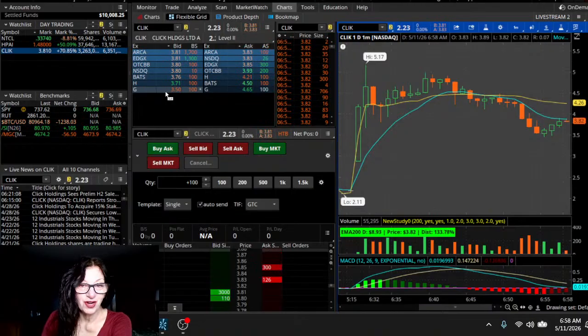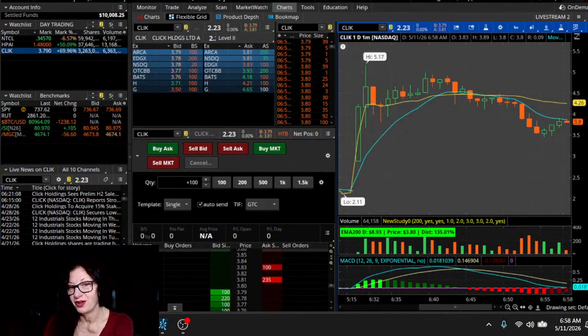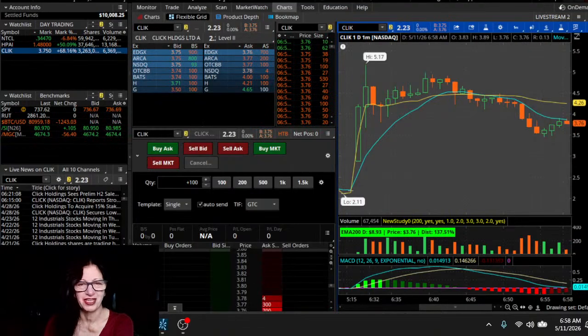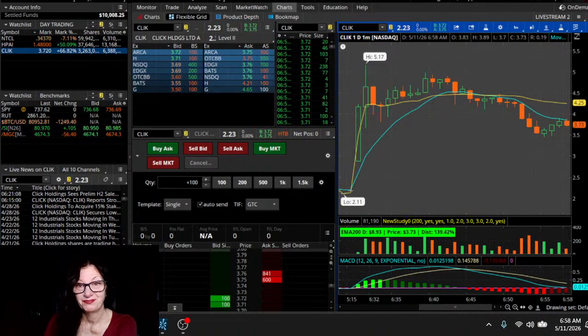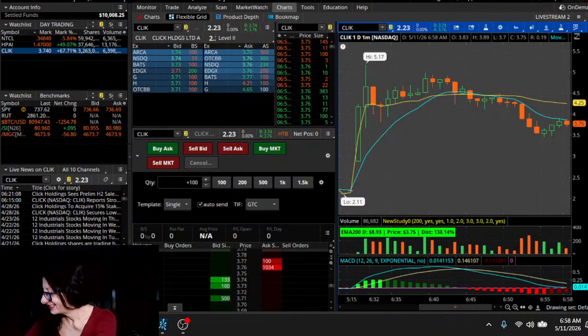So today I might try a new setup after the market opens. I'm going to try the opening range breakout, or start looking at it. I've been practicing it, so I'm going to try it out. Let's see.